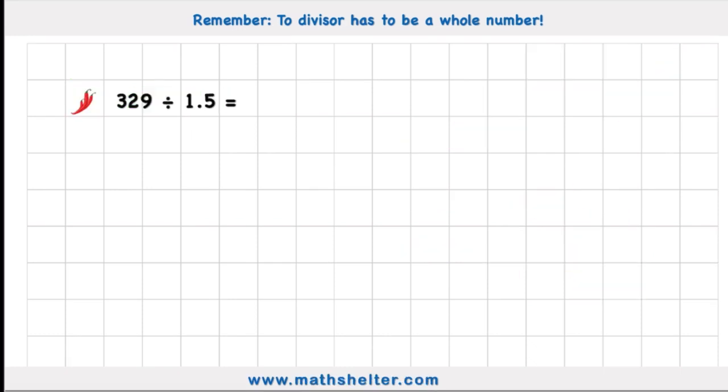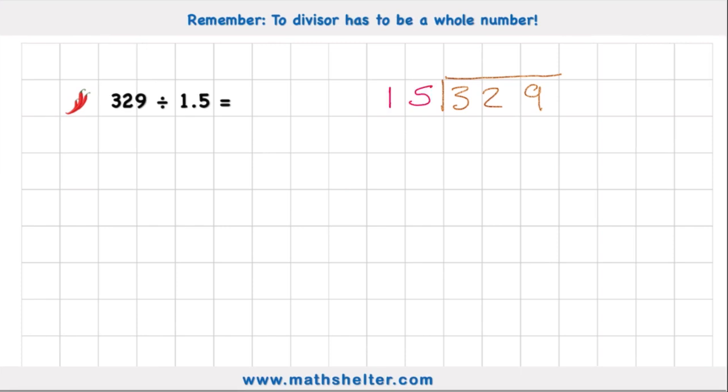Okay, so we're going to look at our red chili challenge, and this one is a bit harder. Let's see how it can get harder by putting 329 as my dividend and my divisor of 1.5. Simple to turn our divisor into a whole number by just multiplying it by 10. 1.5 multiplied by 10 would obviously be 15. But because we have just multiplied the divisor by 10, to keep it equivalent, I now need to multiply the dividend by 10 by putting the 0 at the end.